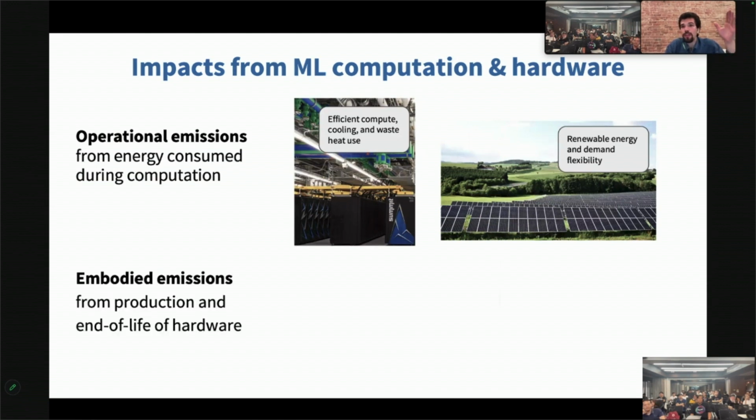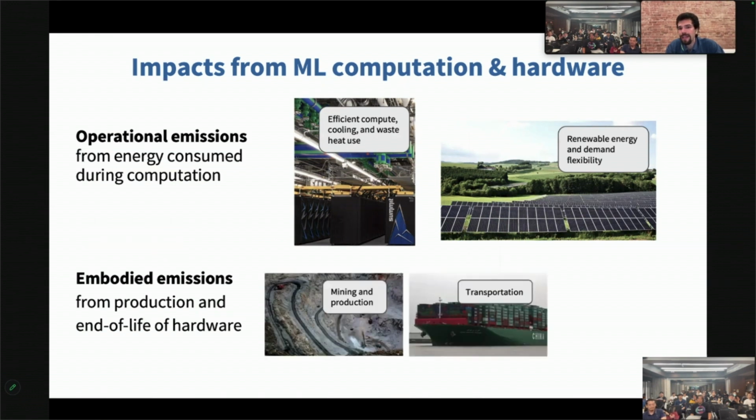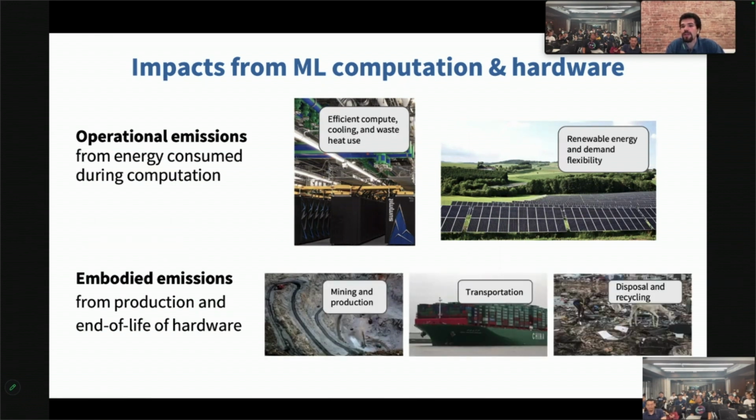There is the second component though. The hardware also has an energy cost, and this is also part of the direct emissions associated with machine learning computation. The embodied emissions from production and end of life of hardware. There's mining and production, there's transportation of those materials, and there's disposal and recycling. These all have energy and emissions costs.